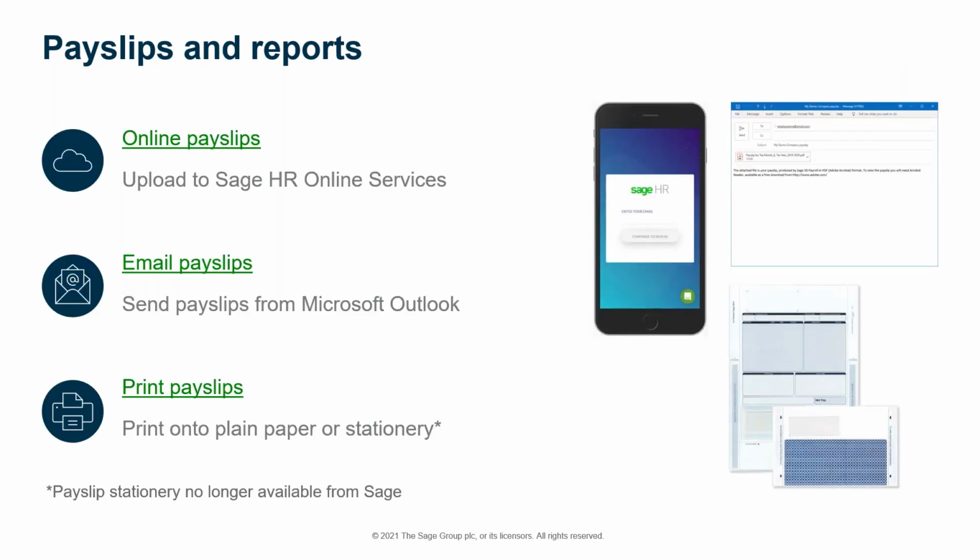In Sage Payroll, we do encourage you to go down the digital route, either using our online payslips or perhaps email payslips secured with a password, but you can still print them either onto plain paper or onto Payslips Stationery. Do keep in mind that Payslips Stationery is no longer available direct from Sage, although there are third-party sellers that you may be able to get that stationery from. We're going to have a look at a couple of those payslip options, and I'm also going to show you some recommended reports and a way of creating a reports pack, allowing you to create a single document with all of your payroll information in one place.